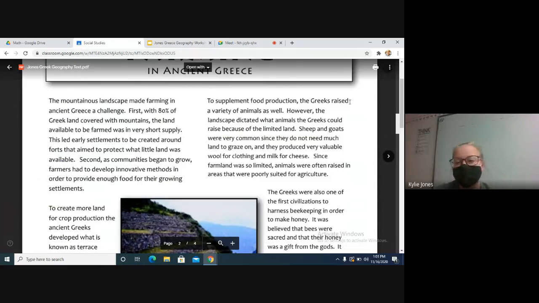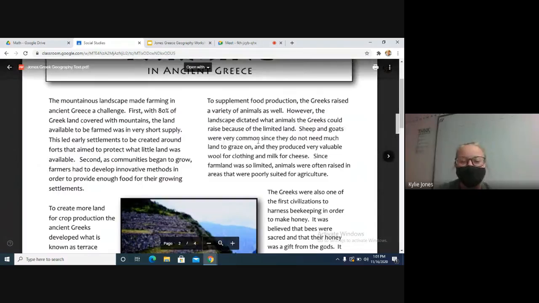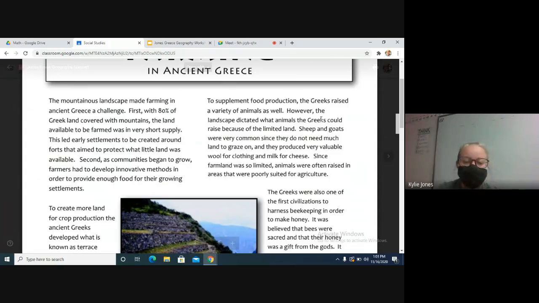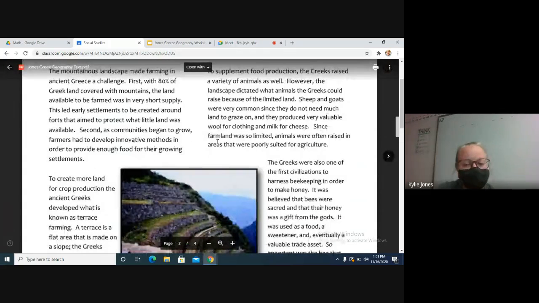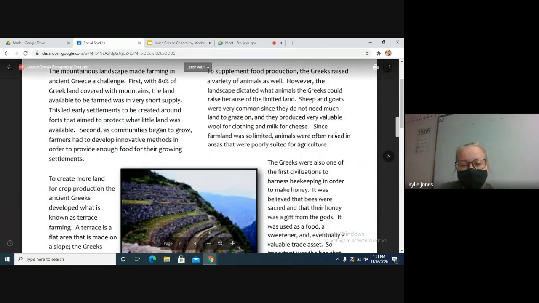The Greeks raised a variety of animals as well. However, the landscape dictated what animals the Greeks could raise because of the limited land. So again, they did not have very much room. Sheep and goats were very common since they do not need much land to graze on, and they produced very valuable wool for clothing and milk for cheese. Since farmland was so limited, animals were often raised in areas that were poorly suited for agriculture.